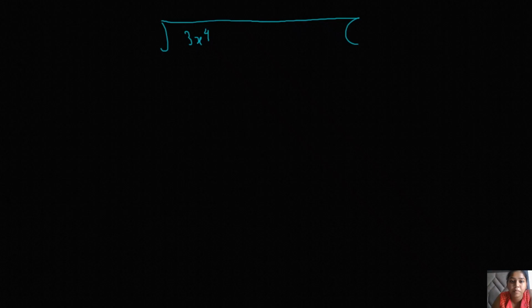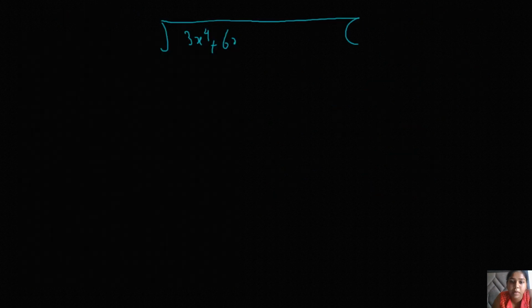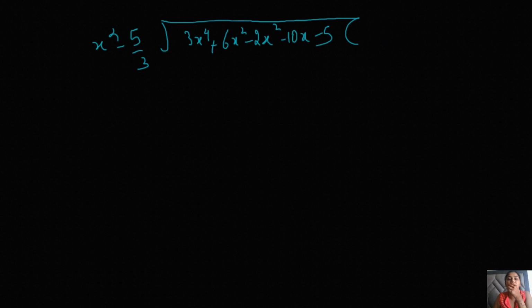3x^4 + 6x^3 - 2x^2 - 10x - 5, and this is divided by x^2 - 5/3. Let's just confirm this, right? This is minus 2x^2 minus 10x minus 5, right? So I'm just solving the question here in the end. You can just have a look here.